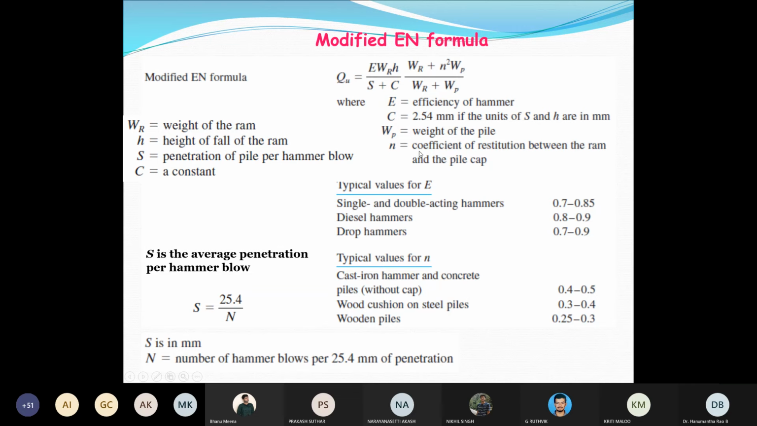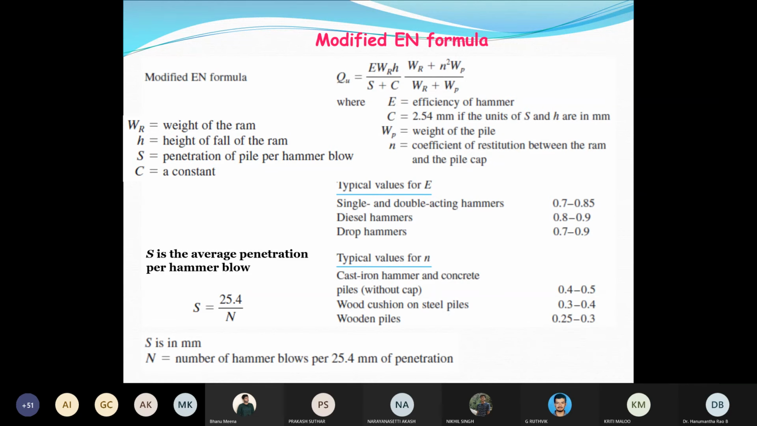C is a constant, which can be taken as 2.54 millimeter if the units of S and H are in millimeter. WP is the weight of the pile, and N is the coefficient of restitution between the ram and the pile cap. This restitution is directly proportional to your energy efficiency.